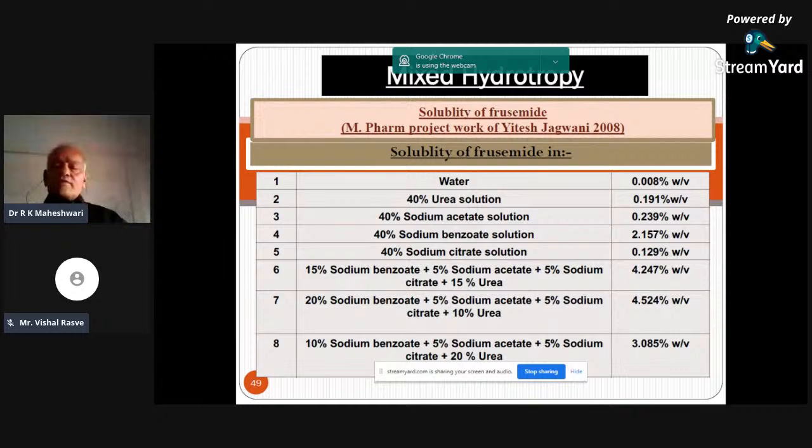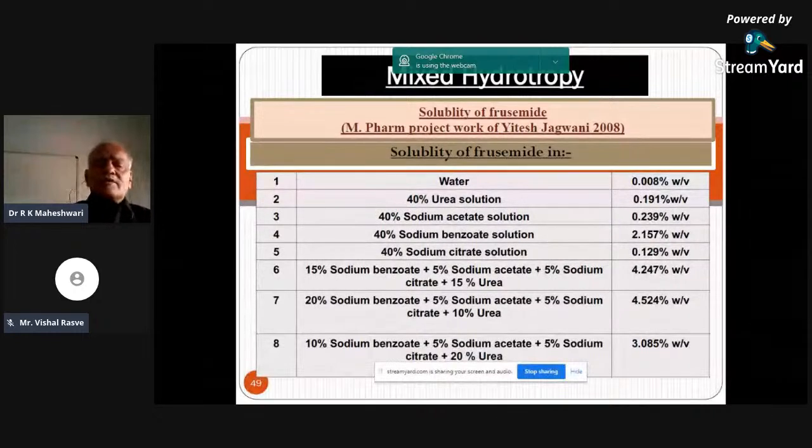Here I am giving you a few examples. This is an M4 project done by Hitesh Jagwani in 2008. The solubility of furosemide was checked in water: it was 0.008%. In 40% urea solution, the solubility was 0.191%. The solubilities in 40% sodium acetate, 40% sodium benzoate and 40% sodium citrate solutions were these. Now he again made mixtures by the same trial and error at random.